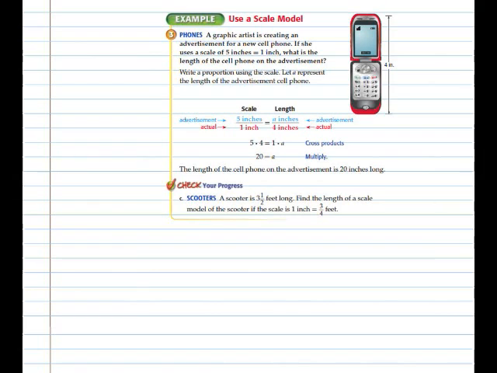A graphic artist is creating an advertisement for a new cell phone. If she uses a scale of 5 inches equals 1 inch, what is the length of the cell phone on the advertisement? Write a proportion using the scale. Let A represent the length of the advertisement cell phone. So 5 inches to 1 inch equals A/4 inches. Again, cross products here, 5 times 4, 1 times A. So the actual length of the cell phone in the advertisement is 20 inches.